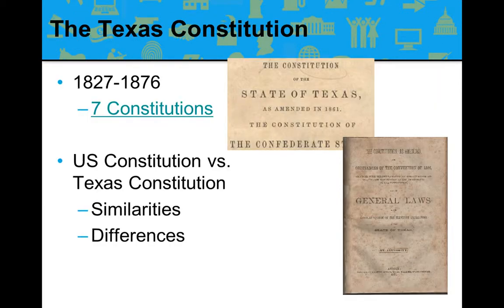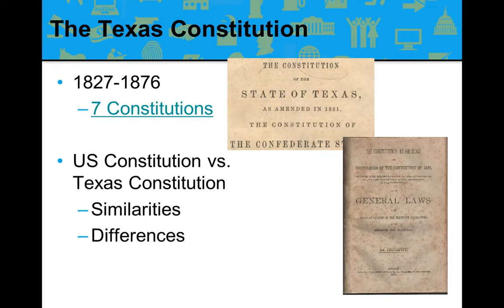All right, I just want to say a few things about the Texas Constitution, and what you should focus on is how it is similar to and different from the U.S. Constitution. The state of Texas has been a state since 1845, and in all of its history, even before that period, there have been 7 constitutions. So while the United States has had 1 constitution, the state of Texas has had 7.